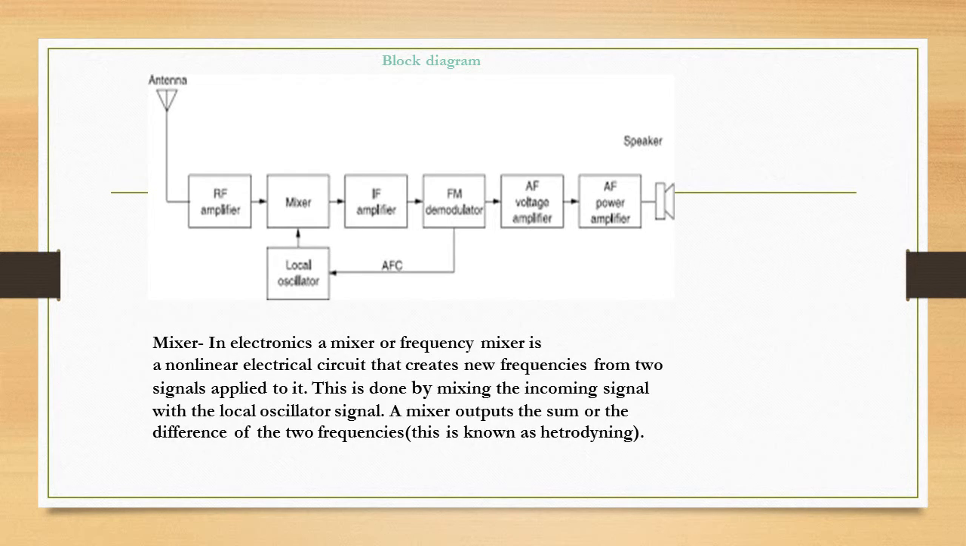Mixer. In electronics, a mixer or frequency mixer is a non-linear electrical circuit that creates new frequencies from two signals applied to it. This is done by mixing the incoming signals with the local oscillator signal. A mixer outputs the sum or the difference of two frequencies. This is known as heterodyning.